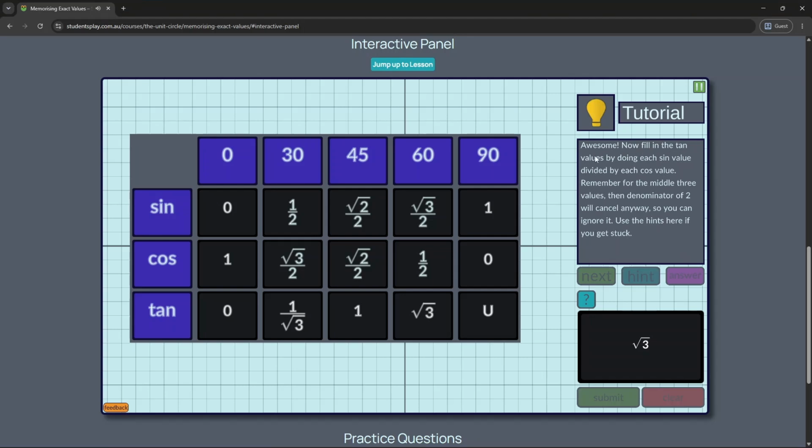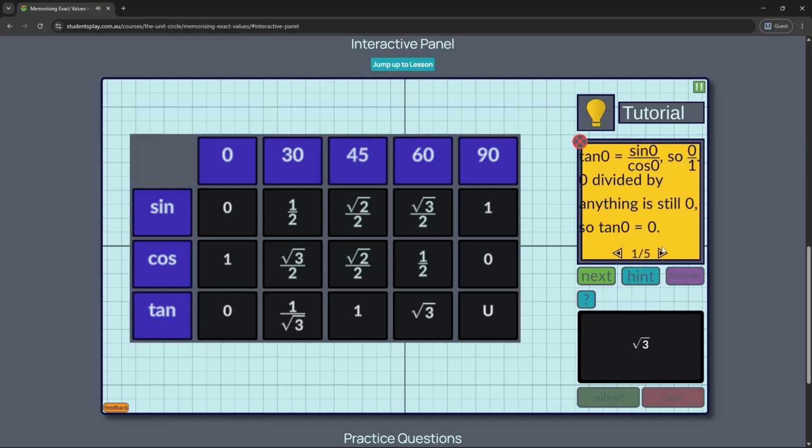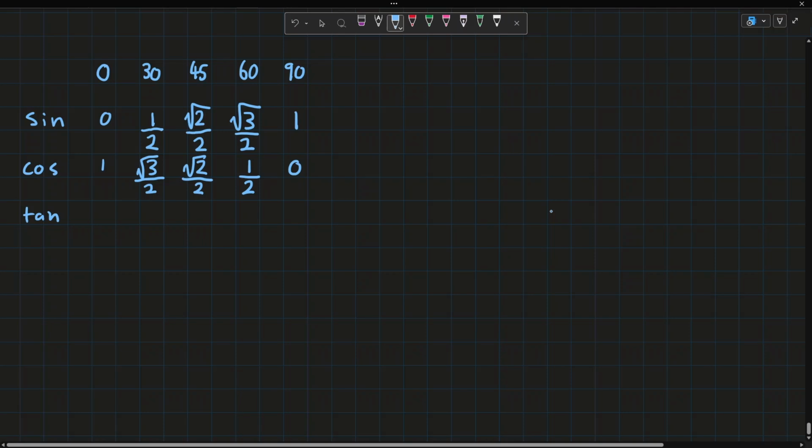Awesome. Now fill in the tan values by doing each sine value divided by each cos value. Remember, for the middle 3 values, the denominator of 2 will cancel anyway, small typo there, my bad, so you can ignore it. Use the hints here if you get stuck. They'll walk you through each one, but we should be okay because I'm a genius.